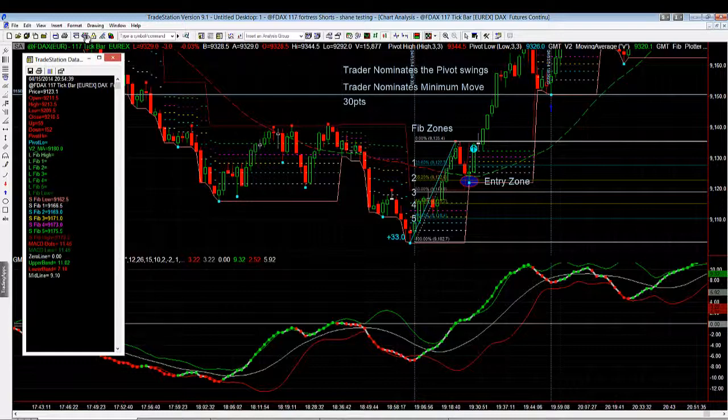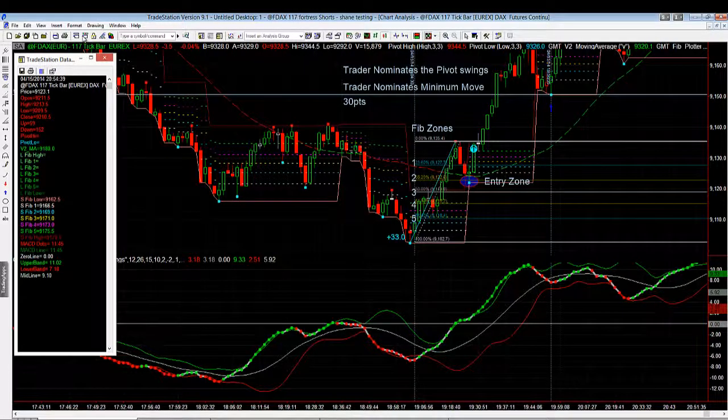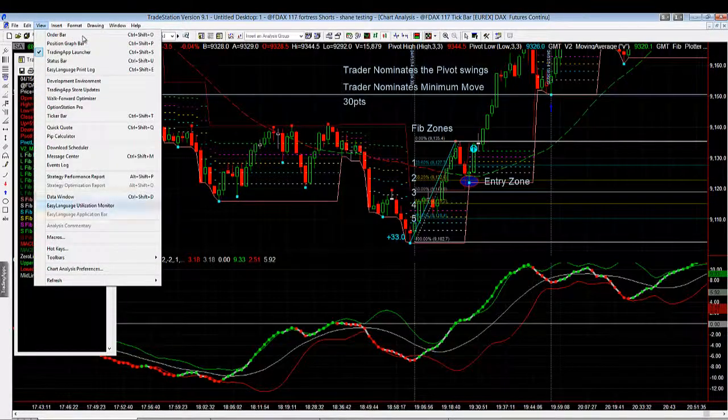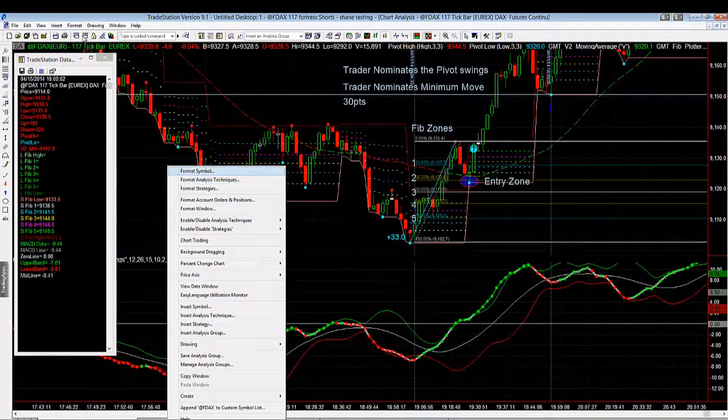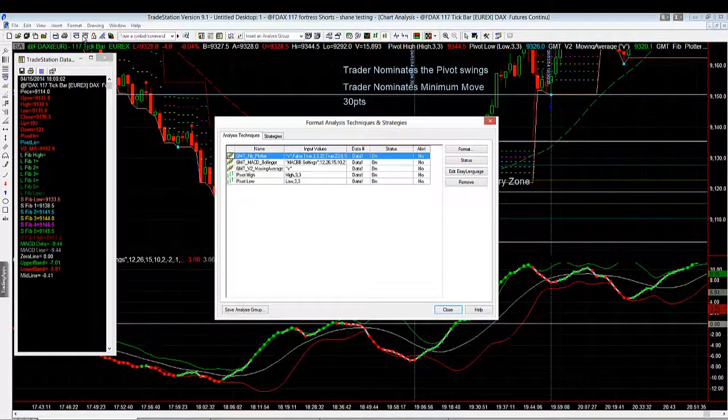So let's go through some of the things I have on the charts at the moment. I've got our data window here. That's just a feature within TradeStation. You click on data window and that will come up on your screen. The indicators that I've got loaded up here, we'll just go through those. I have the GMT Fib plotter, so that's plotting our Fib numbers. These are the coloured lines that you see. I'm going to go through those in a bit more detail in a minute.